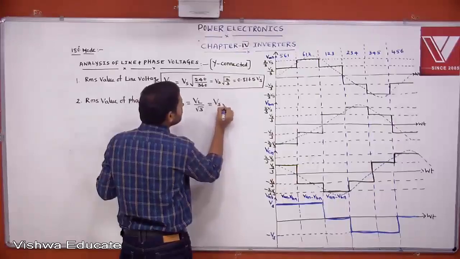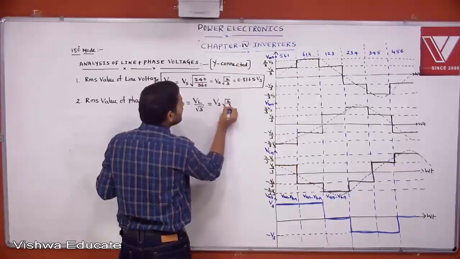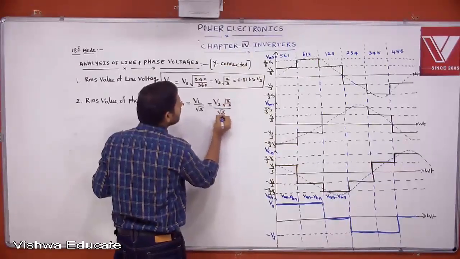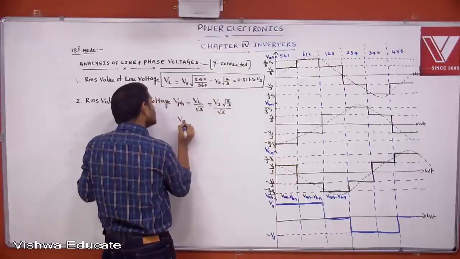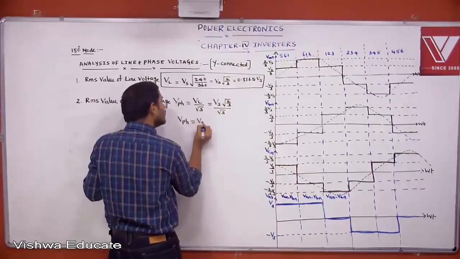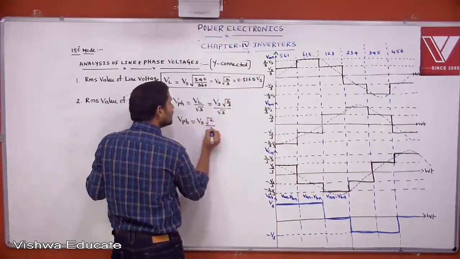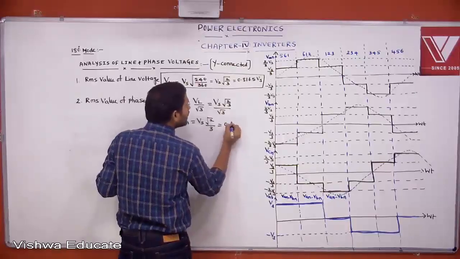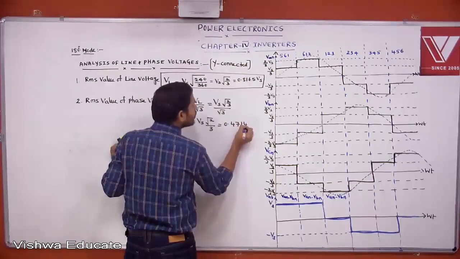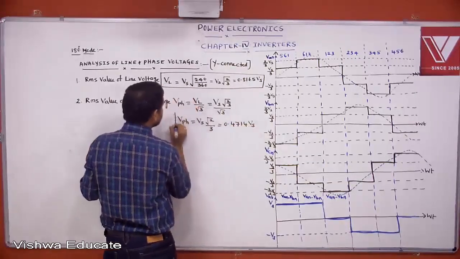Then what you get? Vs into root 2 by 3 by root 3. Then how much do you get? V phase equal to Vs into root 2 by 3. Then how much do you get? 0.4714 Vs. This is simplified.